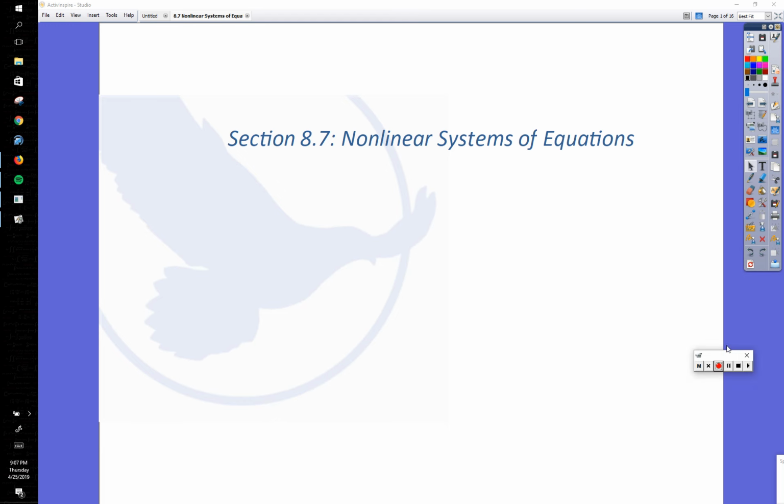So here in 8.7, we're going to be taking a look at nonlinear systems of equations. We looked in 8.1 at linear systems of equations. So now we're going to go ahead and move into what we call the nonlinear.